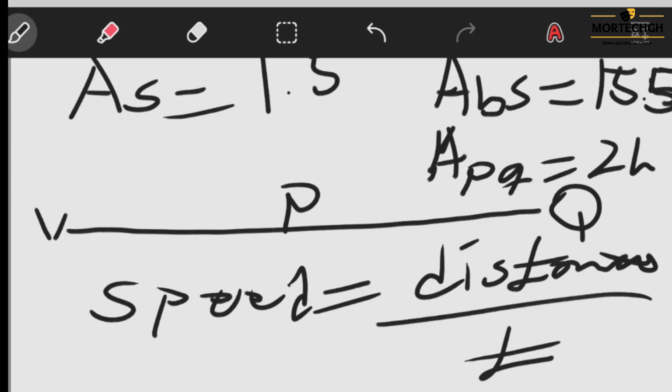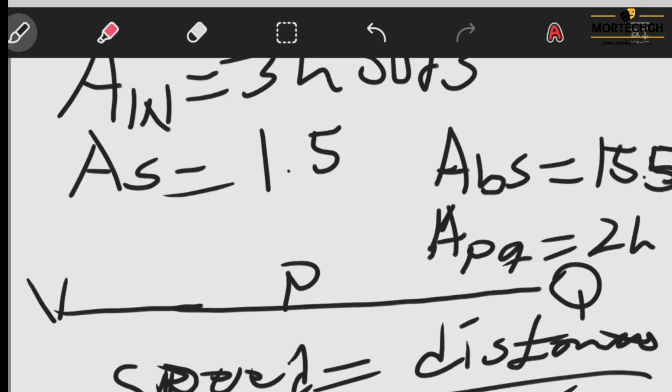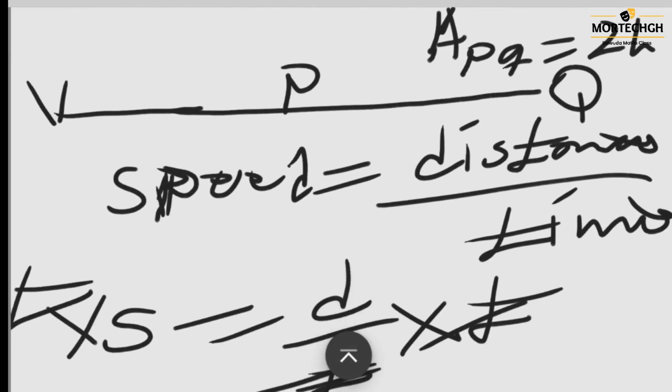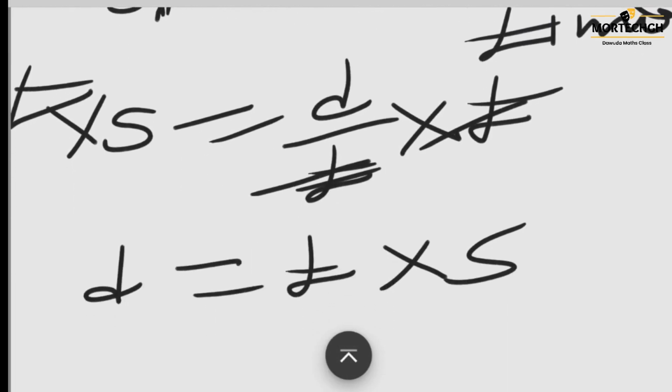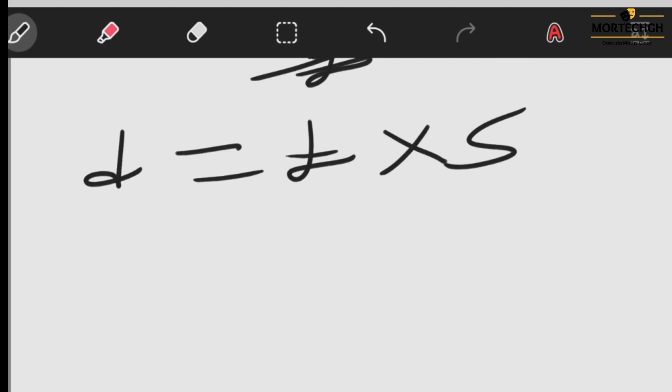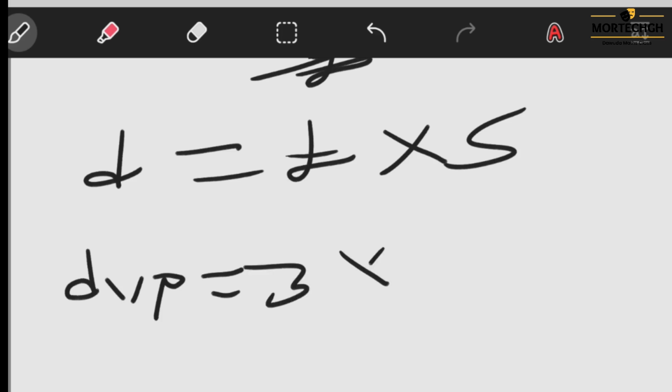Distance over time, right? So let's find the distance from the village to Palmu where she took the bus. So we consider the walking speed. The distance from village to Palmu is equal to the time taken. It took her 3 hours, so 3 times the speed. The walking speed was 1.5 km per hour, so that is 3 times 1.5.